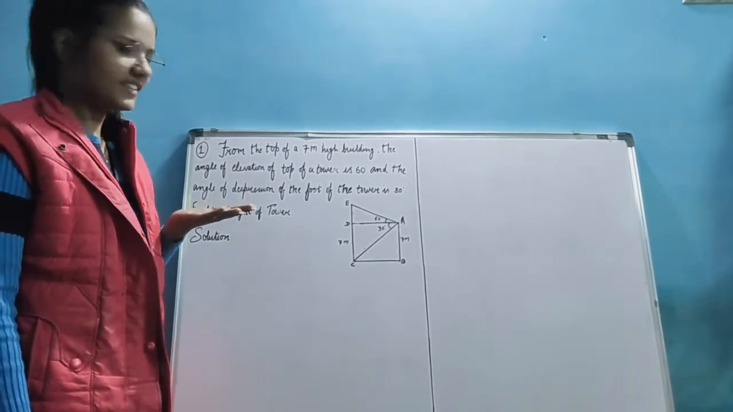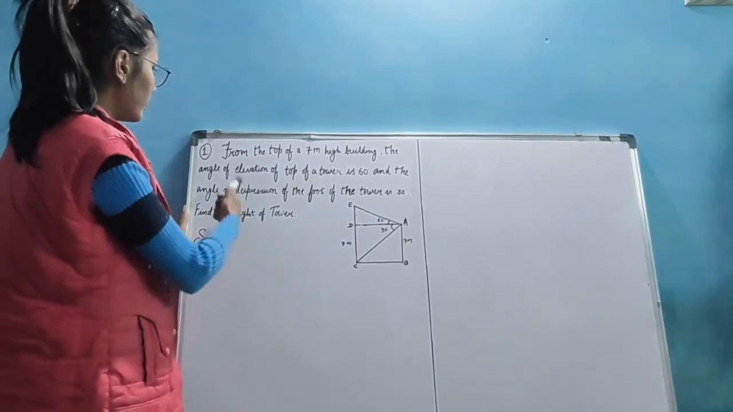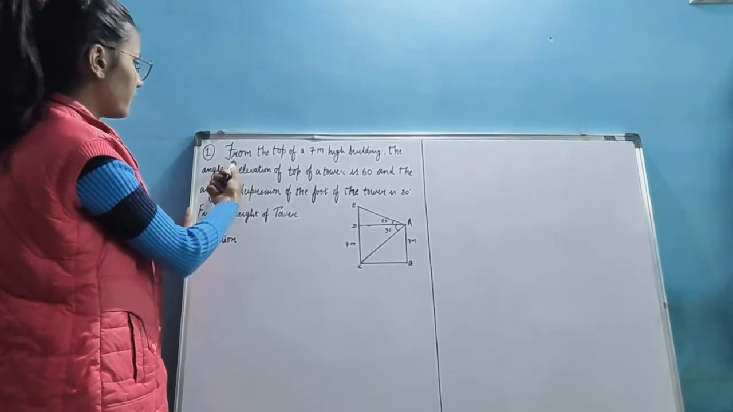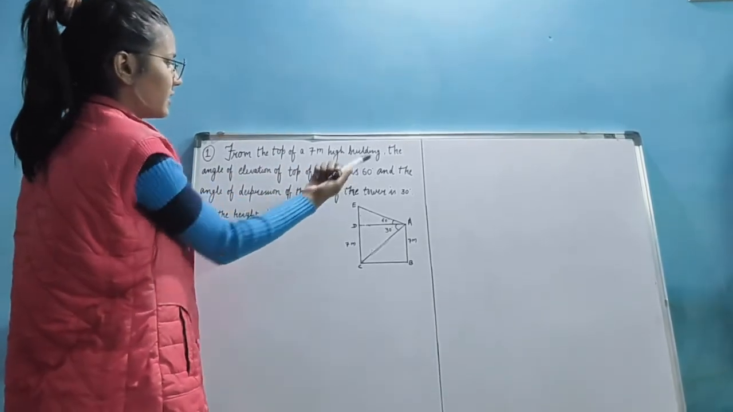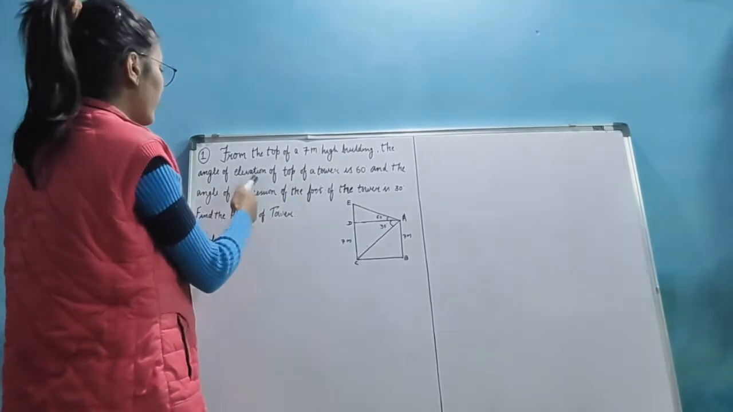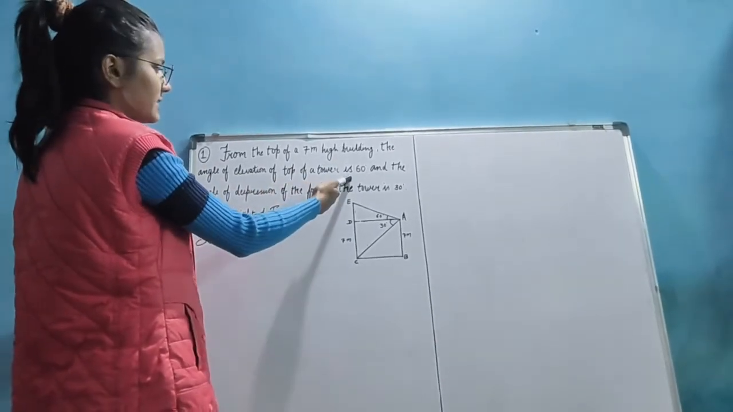So let's start it. As you can read, the first question of the mathematics is: from the top of a 7-meter high building. So we can conclude the height of the building is 7 meter. The angle of elevation of the top of a tower is 60 degree.